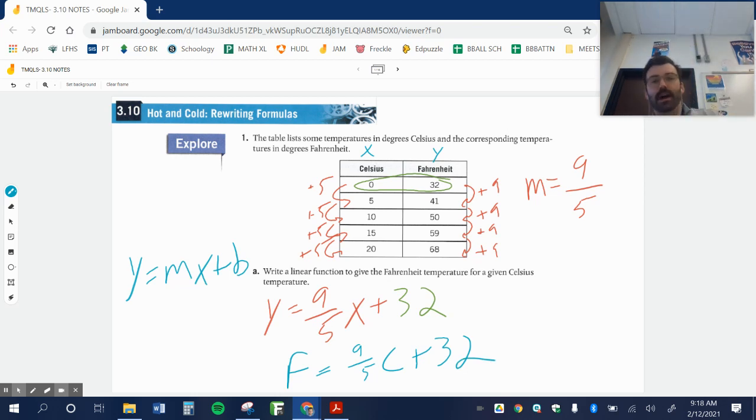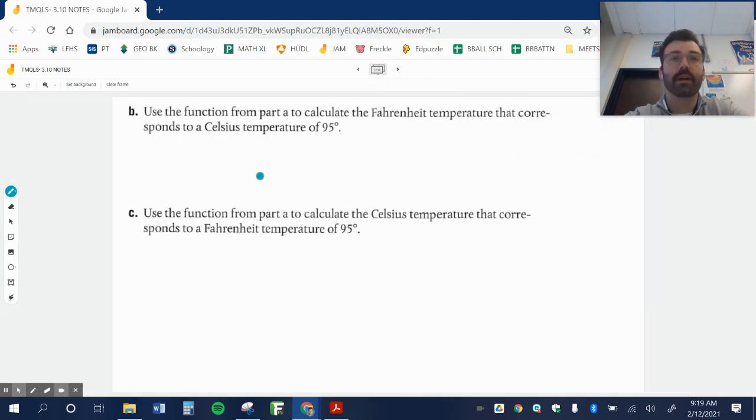We may actually need to use the second one. When we talked about writing linear functions from word problems, I said just write it in y equals mx plus b form. For the sake of this problem, I'm going to use the second one, because it's going to ask us to do a lot with it. You'll see why in a minute.